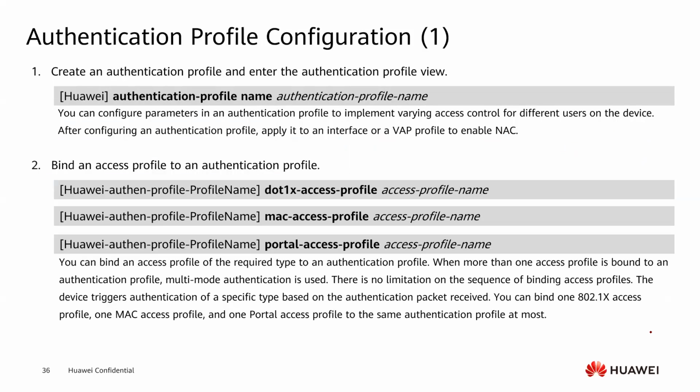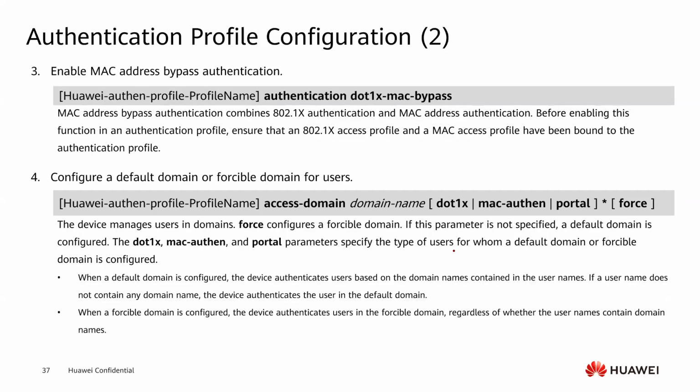So we have introduced the access process already, right, in the introduction of the different authentication methods. After that, we need to create the authentication profile. And in the authentication profile, you need to bind the specific access profile, just like this. That means you need to configure the different authentication methods. And then, if you want to enable the mixed authentication method, you can just enable the specific authentication. This is the MAC address bypass authentication.